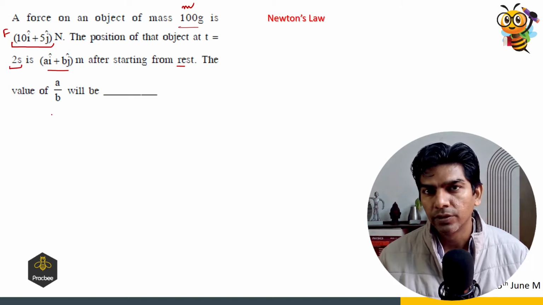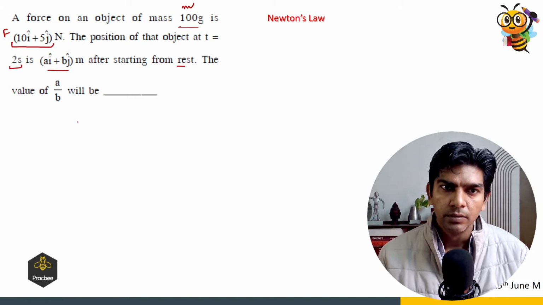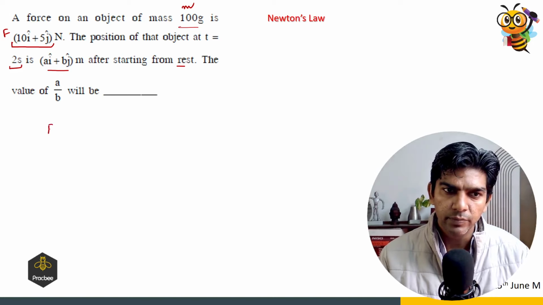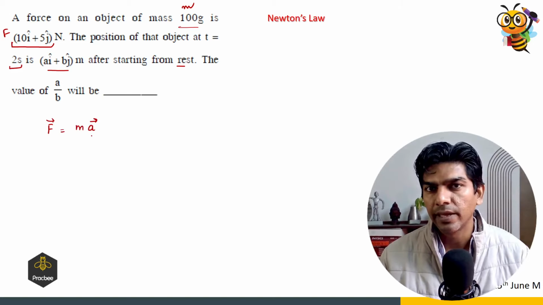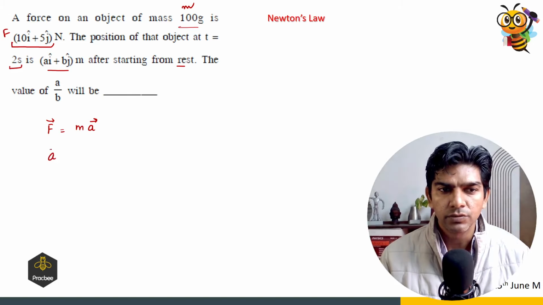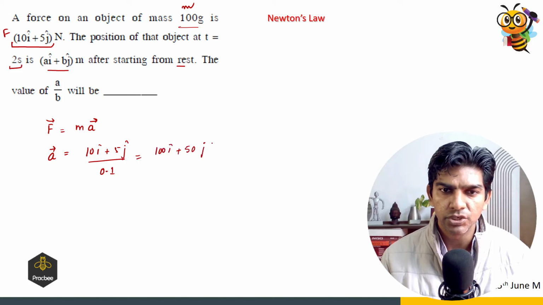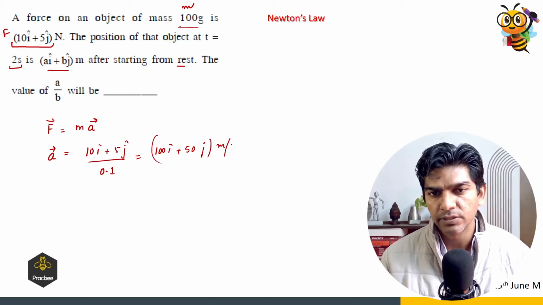We have to find the value of a by b. So position we have to calculate, we have given force. We know that force can be written as mass times acceleration. Now this will give us the acceleration, right? So acceleration will be 10 i cap plus 5 j cap divided by mass, which is 0.1, or I can write this as 100 i cap plus 50 j cap. Now that is in meters per second square.